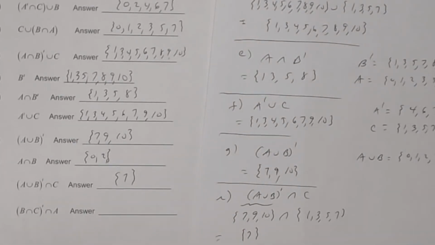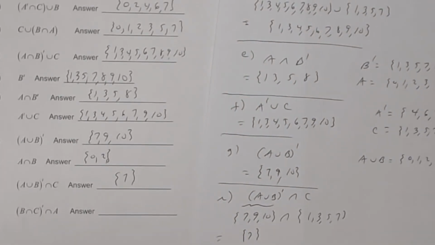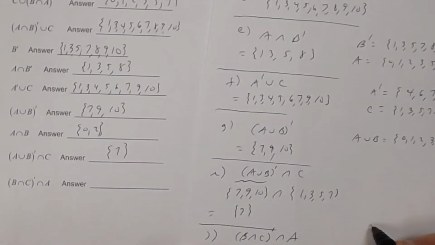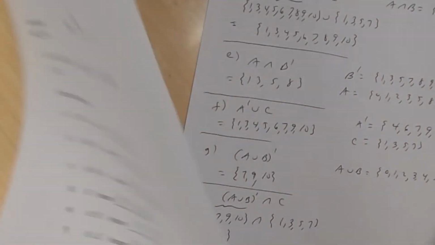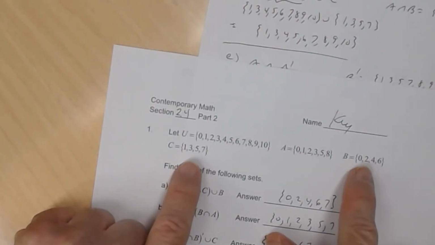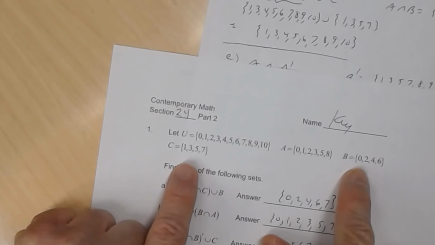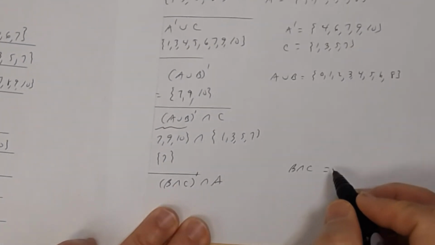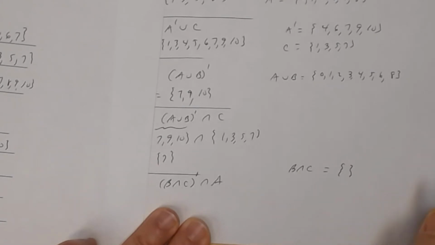And then finally, in letter J, you're finding B intersect C complement intersect A. So let's find B intersect C first. What do B and C have in common? Well, it looks like they don't have anything in common, right? So B intersect C is the empty set. So I'm going to put that right here. B intersect C is the empty set.